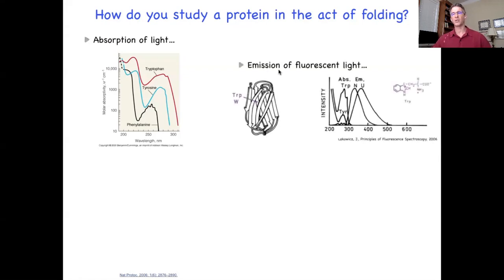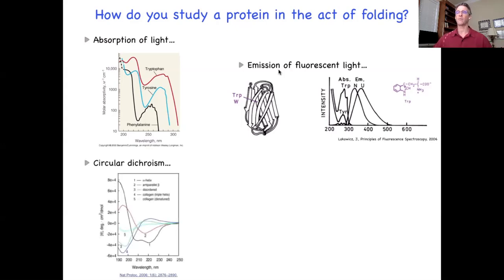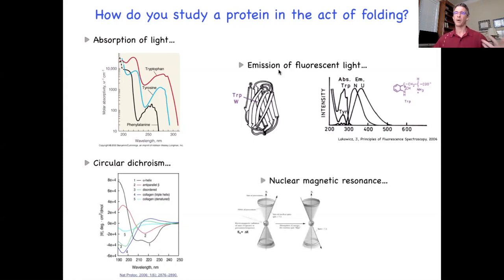Fluorescence, right, which is an emission of light following an absorption event of light, is an incredibly sensitive tool across a wide variety of domains for studying aspects of protein structure and dynamics and function. Circular dichroism, which we've talked about, gives you information about secondary structure content. And even NMR, when you get down to it, is operating in a different way. It's not looking at electronic structure, it's considering nuclear structure of molecules.